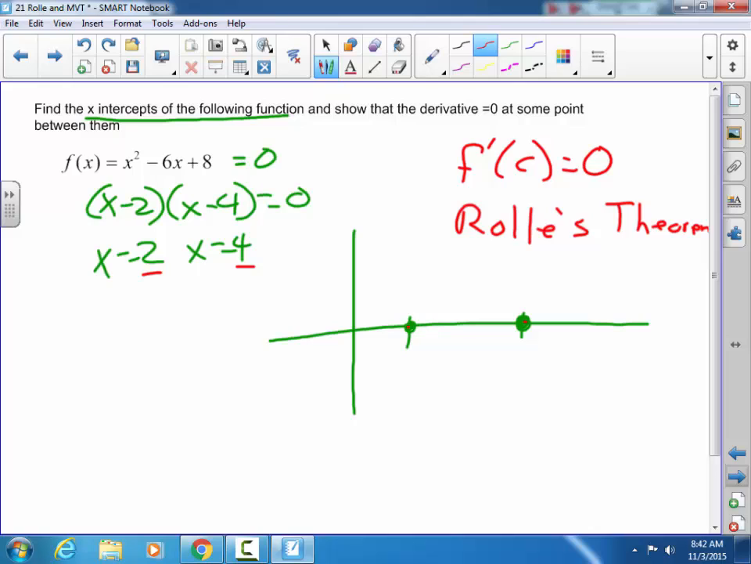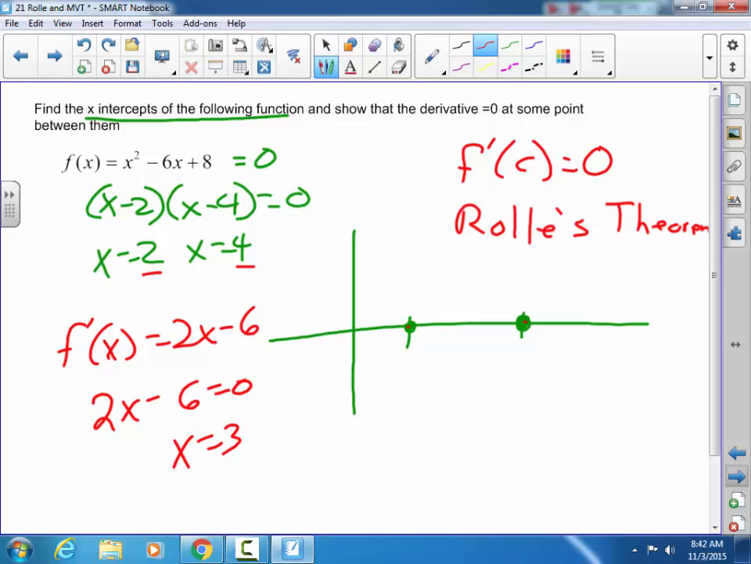Now, how could we find out where the derivative equals 0? We could find the highest or lowest value. And how would we do that? We would set the derivative equal to 0. Very good. Find the derivative, which is 2x minus 6. Set it equal to 0. And we get x equals 3. So now we know that the function has a point where the derivative equals 0 by Rolle's. We know what that point is because we took the derivative and set it equal to 0.